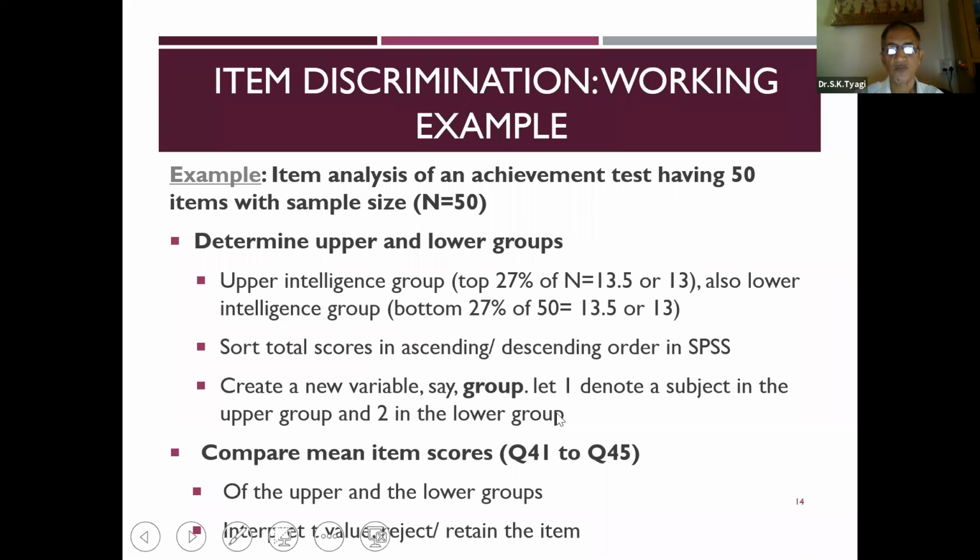Compare mean item score 41 to 45. I have taken just 5 for sample. Okay, now I will be doing it. How to do it?